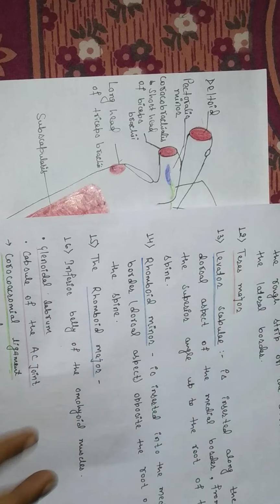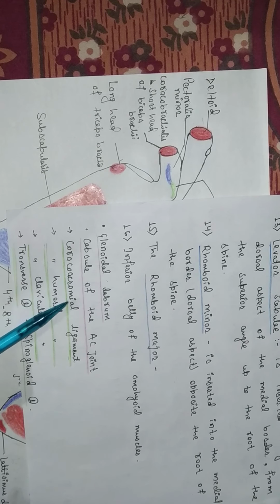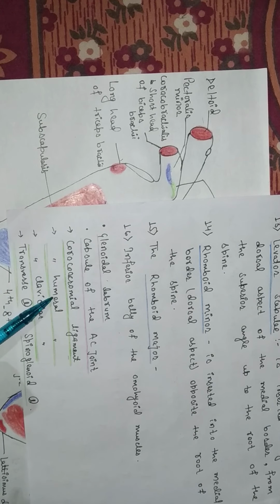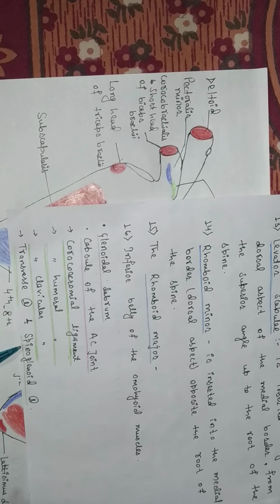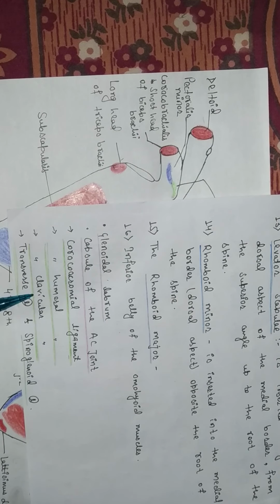After that, you can see there are 5 ligaments. First is coracoacromial, then coracohumeral, then coracoclavicular, then transverse ligament, and the spinoglenoid ligament. Coracohumeral ligament is attached to the root of the coracoid process. The coracoclavicular ligament is attached to the coracoid process.